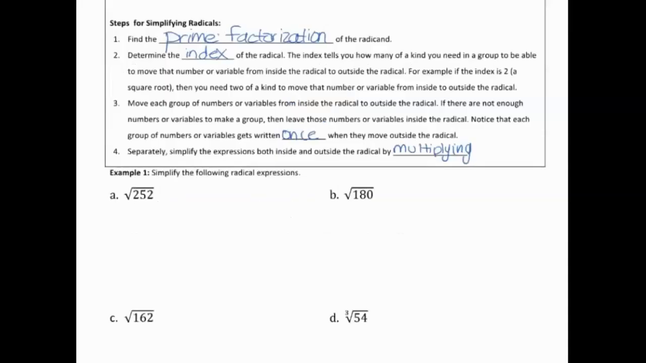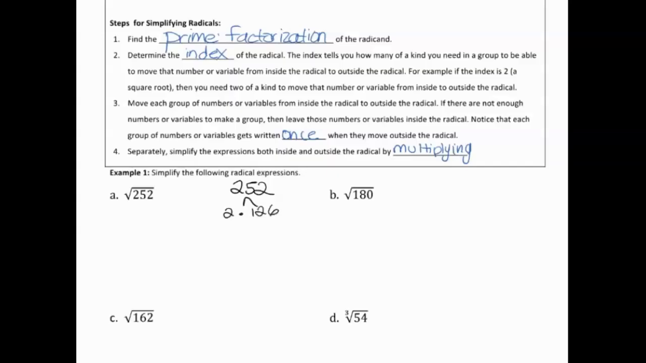Let's take a look at example 1. Simplify the following radical expressions. Our first example is the square root of 252. So the first step is to find the prime factorization of the radicand. To find the prime factorization, we need to find two numbers that multiply to 252. We can organize using a factor tree. In this case, we're going to use 2 times 126.